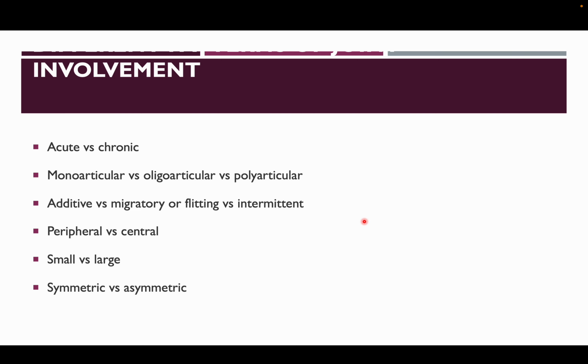Intermittent is seen in the case of gout, where one episode will occur now, and the next episode we don't know when it will come. It might occur 6 months later, or 1 year later, or 2 years later. In between, the patient is completely normal. Sometimes rheumatoid arthritis persists; always it persists.